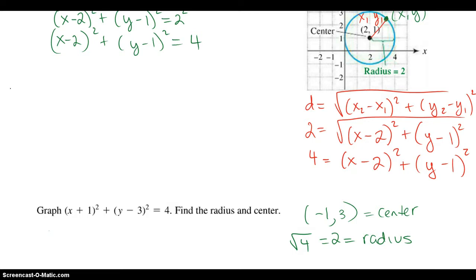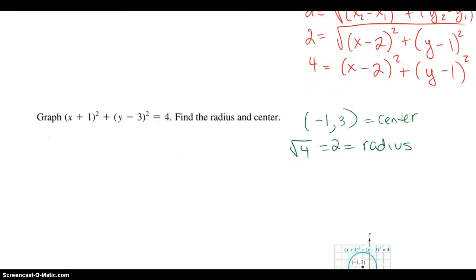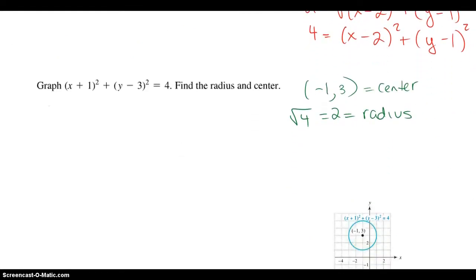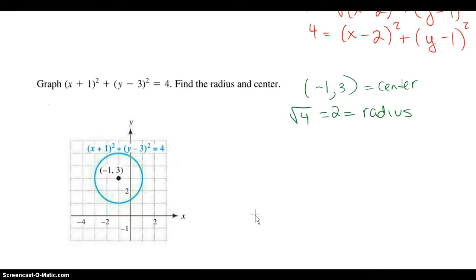So now that we have that, we actually can graph that. Here's the answer down here. Let's make that a little bigger and move it over to the left. And you can see that the center is (-1, 3), and the radius is 2. As you go 2 up, 2 over, 2 down, and the blue is the equation of my circle.